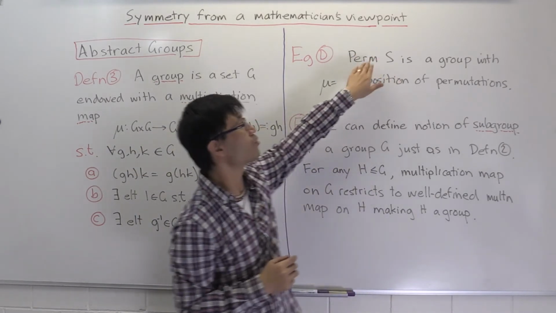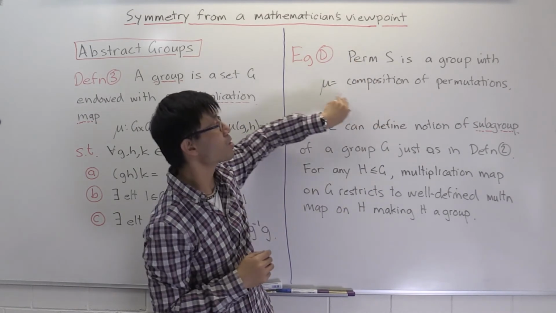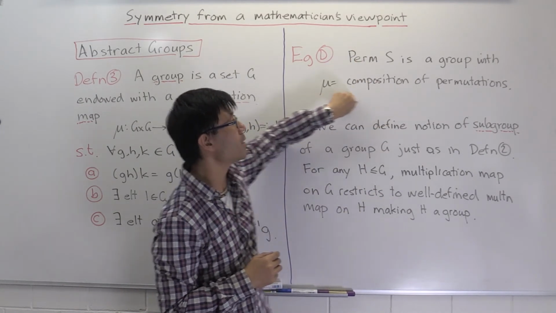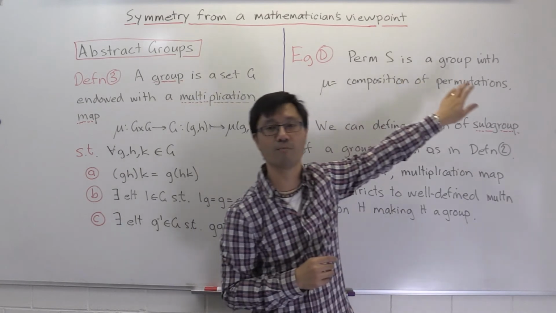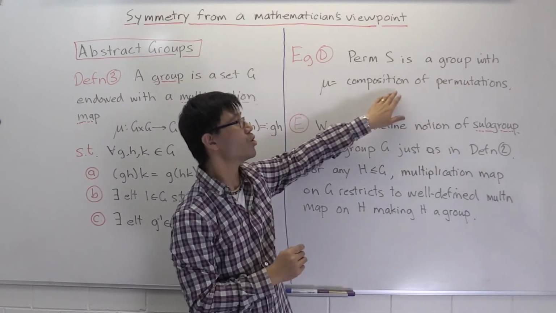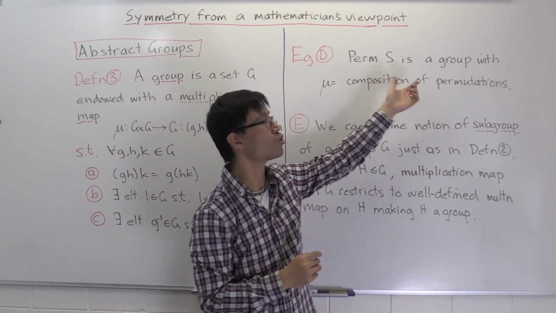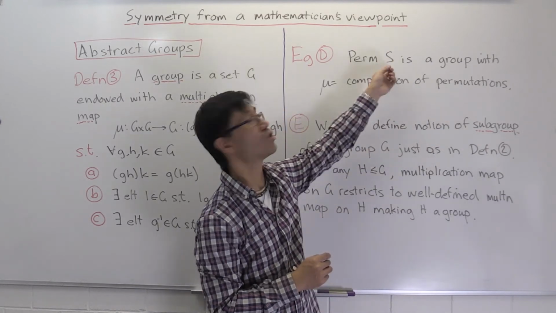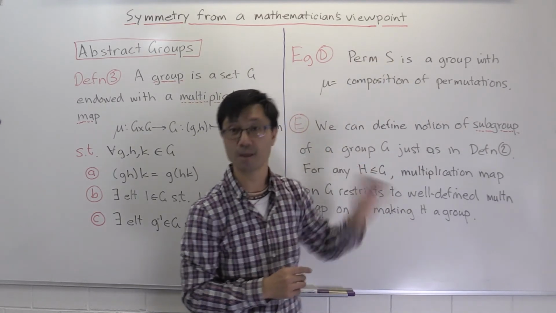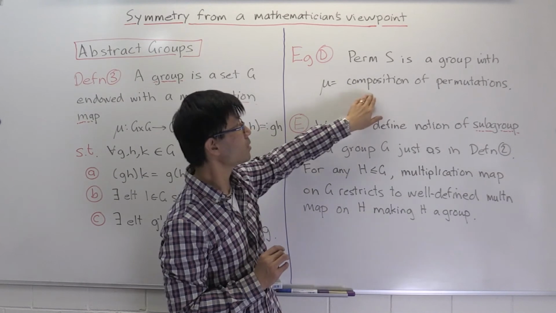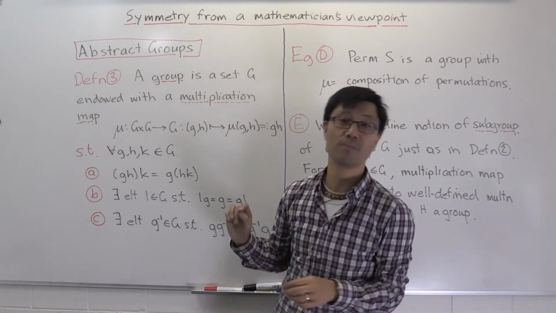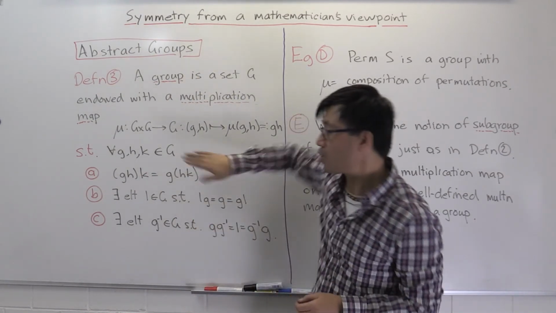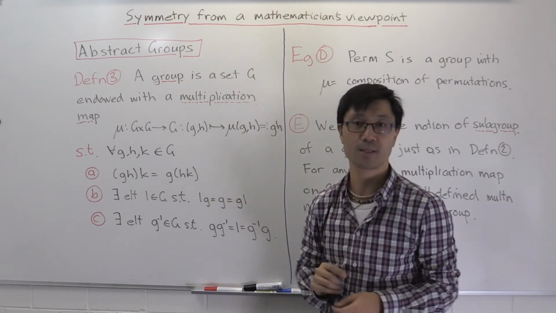Okay, so of course you've got the set of permutations, and what's the multiplication map here? Mu is just the composition of permutations. So remember, you can compose two permutations of S to get a permutation of S. Okay, that's something that we saw before. So we've got the data for a group, and now to check that it's a group, you just need to check these three properties here.